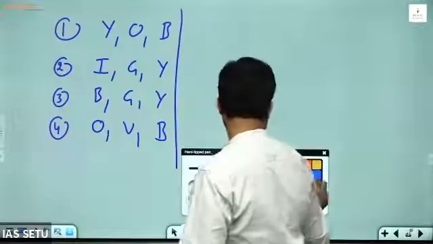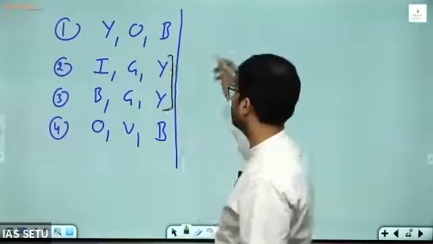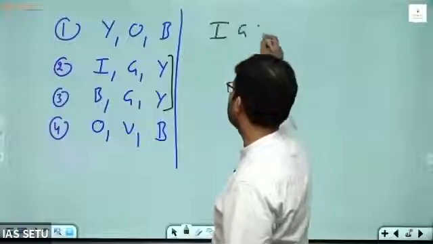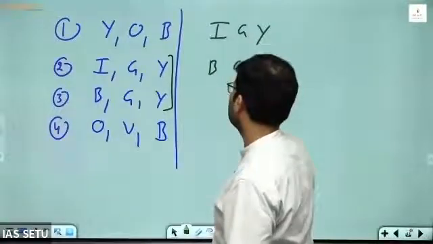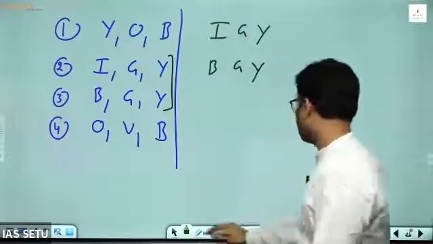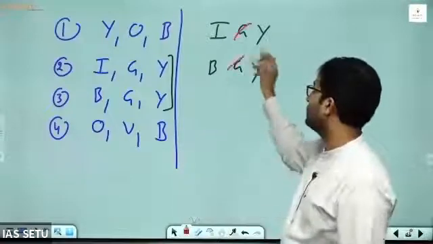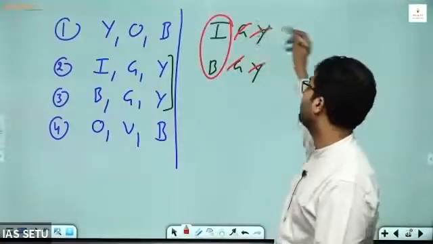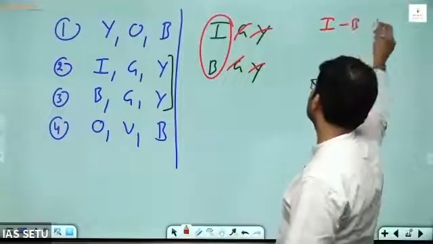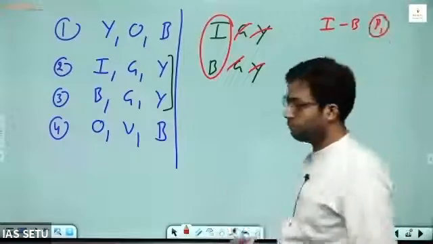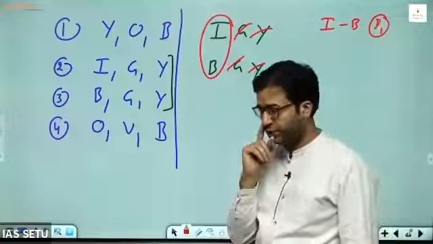Compare statement number 2 and statement number 3. Indigo, green, yellow, blue, green, yellow. So you can say green common cancel, yellow common cancel. So indigo is opposite of blue. This is the first pair. But the question is opposite of orange.